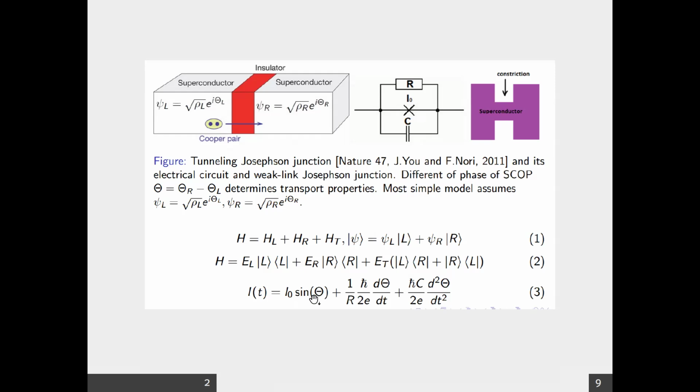This is the sine of the phase difference between the right and left. This will be quite a new feature to you. Then there is a dissipative current. So this first current is purely, you can see, bosonic current, Cooper pair. This is the Cooper pair current, this sine.